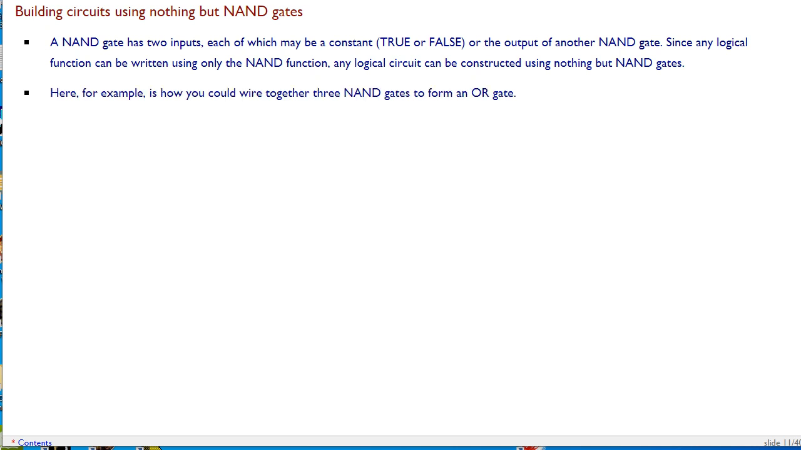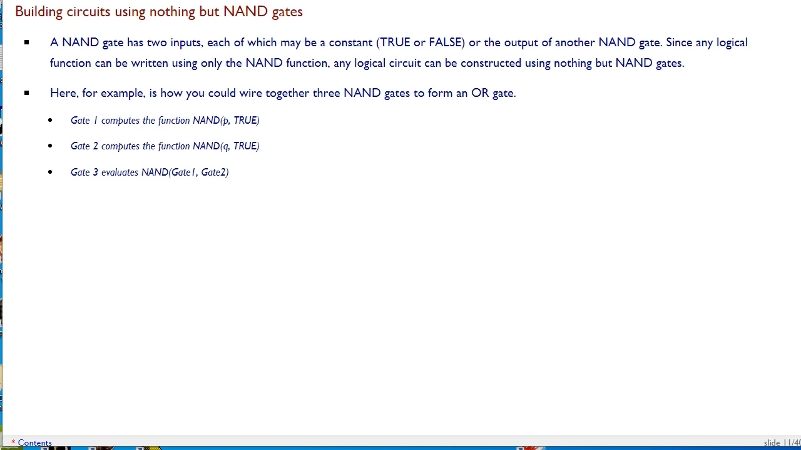But here, without a diagram, is how I could make an OR gate out of three NAND gates. My first NAND gate applies NAND to P and true, producing NOT P. The second does the same to produce NOT Q. The third one takes the outputs of the first two, calculates the AND of them, and then negates the result.